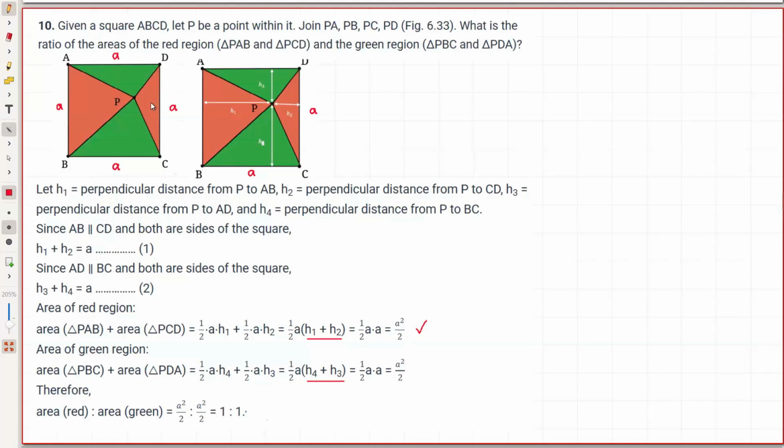So for the red region, we are adding two triangles. For the green region, we are adding these two triangles. The only concept is that we are doing the construction. We have drawn the heights of the triangles, H1, H2, H3, H4. The formula we are using is base into height. We are just using it.